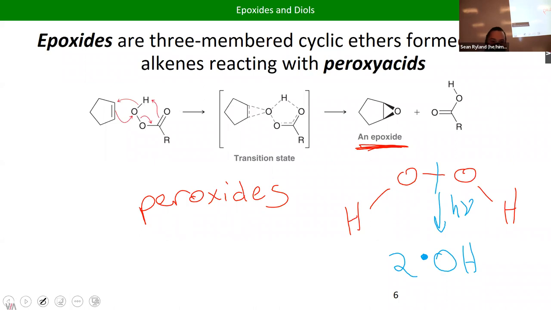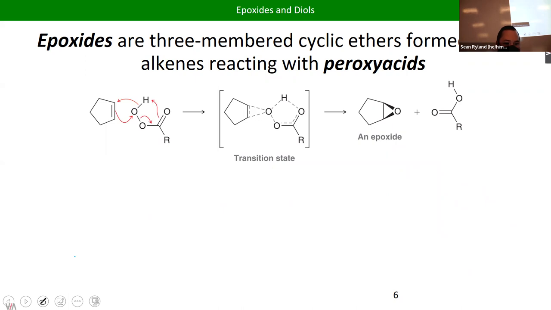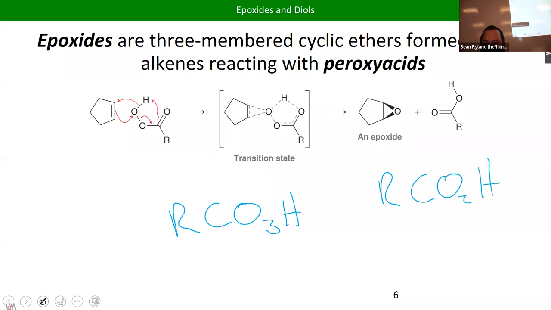Anyway, beside the point. Let's get a little more specific about peroxy acids. Like I said, it looks a lot like a regular carboxylic acid, except with an extra oxygen in it. So when we're drawing these, a lot of times it'll just get written as RCO3H. Because RCO2H, that's just a regular acid. RCO3H, that's a peroxy acid.